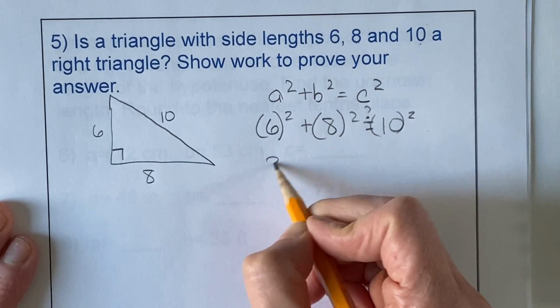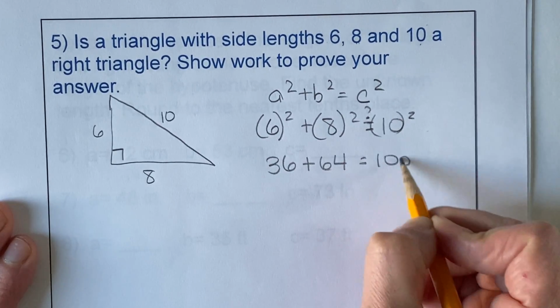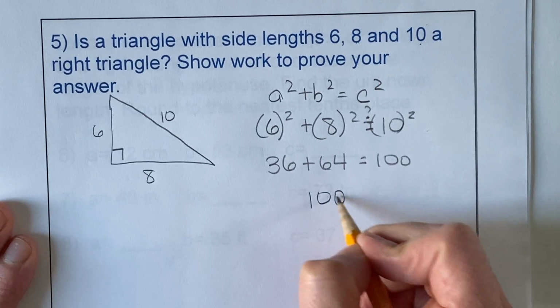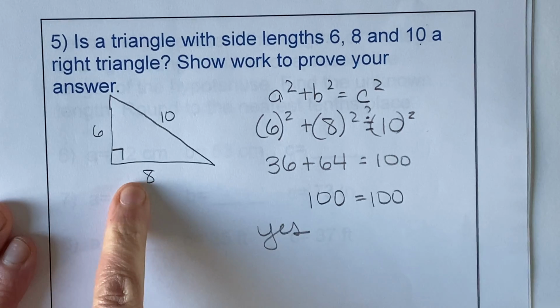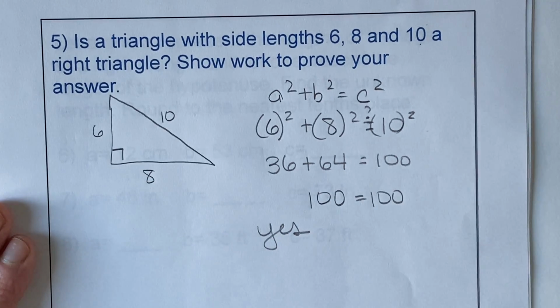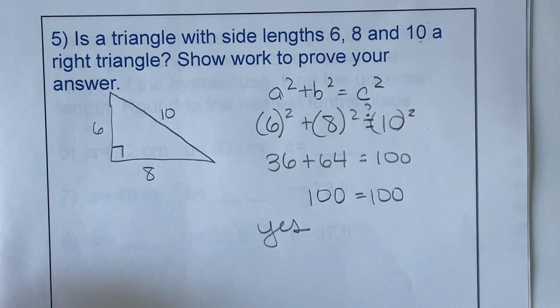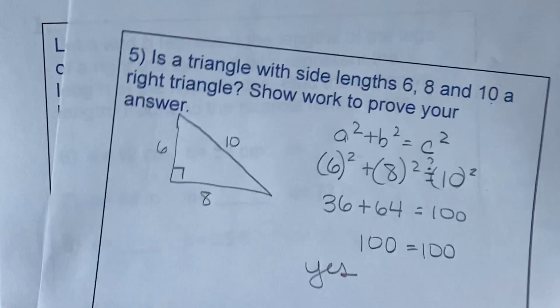That's a question mark. So 36 and 64. Is that 100? And if you're not sure, you can always use my calculator right next to me. I could do that in my head. 100 equals 100. So this is a right triangle. This one might be a triangle, but it's not a right triangle. This is a right triangle, and I proved it.